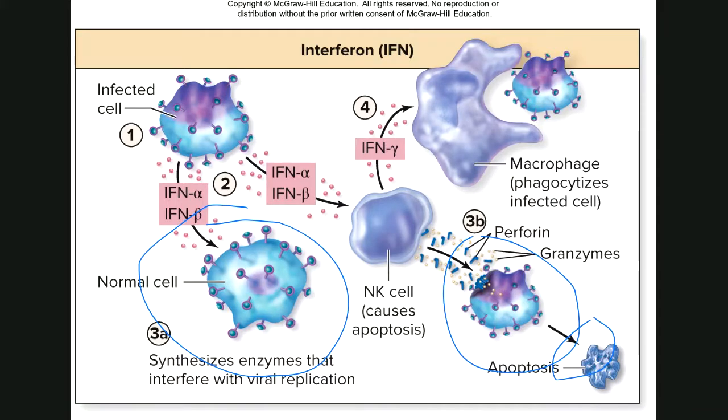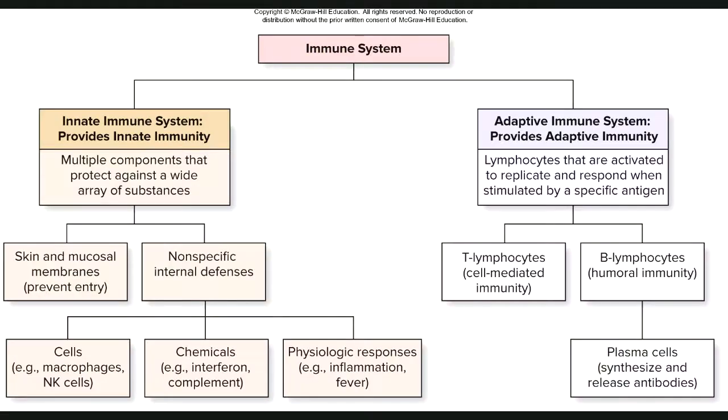And so that's interferon. And going back to our table here, we've covered our cells, okay, well, we did this. We covered chemicals. Now we're going to look at the last two things of innate immunity, and that's the physiologic responses, and that's going to involve inflammation and fever.